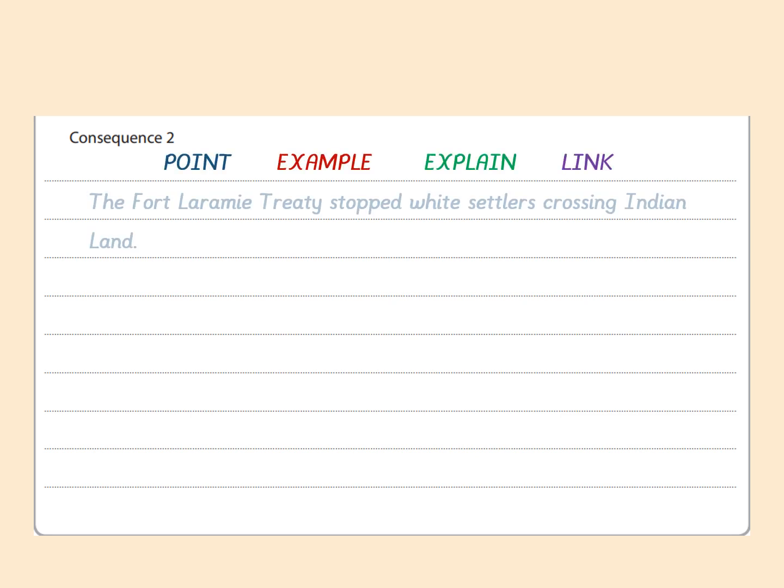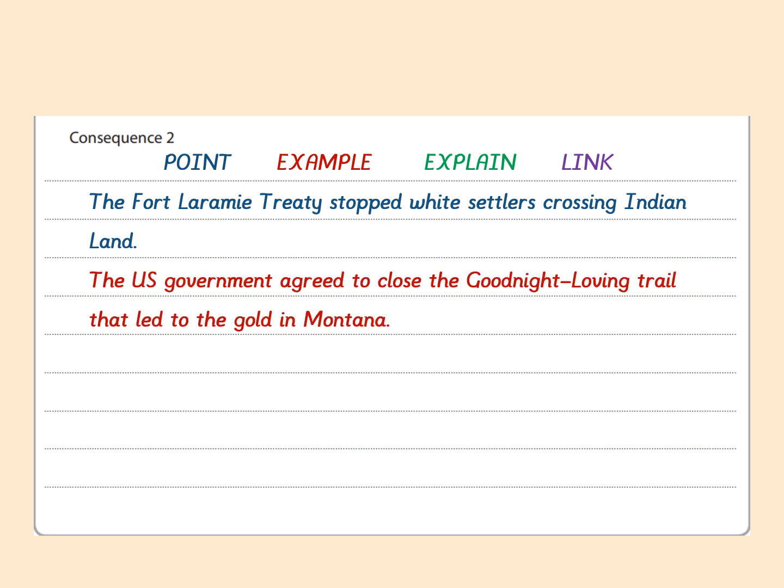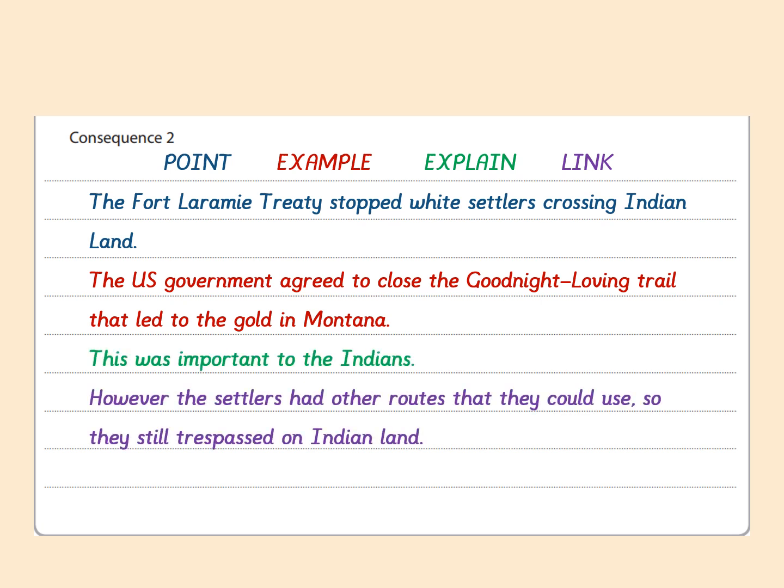Here we can see the next part of the exam paper, labelled Consequence 2, so make sure you've written in both parts. Again, point, example, explain and link. Let's see how I get on this time. The Fort Laramie Treaty stopped white settlers crossing Indian land. The US government agreed to close the Goodnight Loving Trail that led to gold in Montana. This was important to the Indians. However, the settlers had other routes that they could use, so they still trespassed on Indian land.